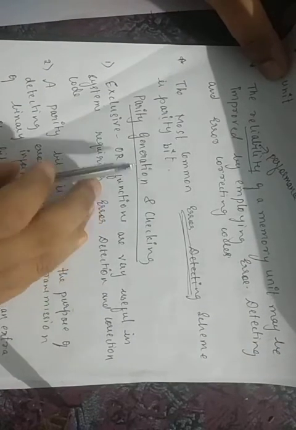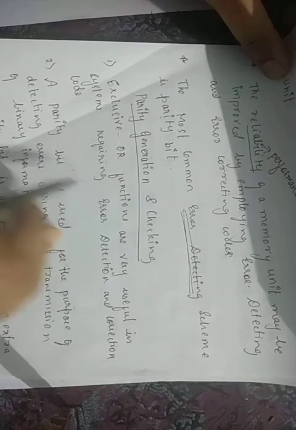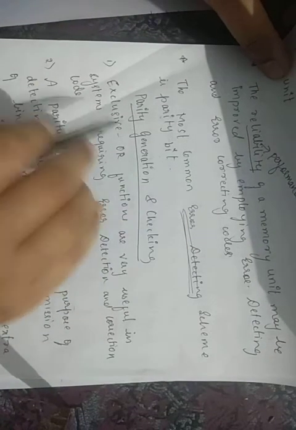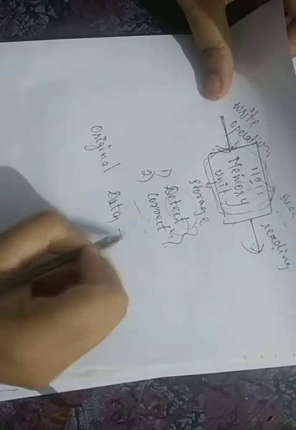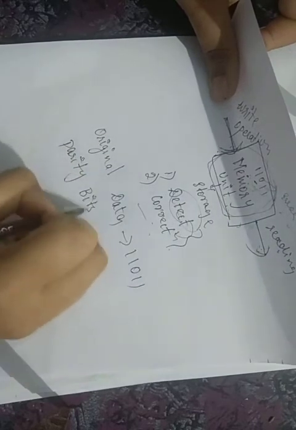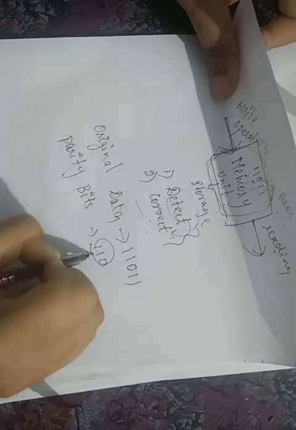What is it actually? Parity bits and checking. Basically, to tell in general, there will be some extra bits. For example, if you consider original data to be this, 110011, then the parity bit will be some 110 something.